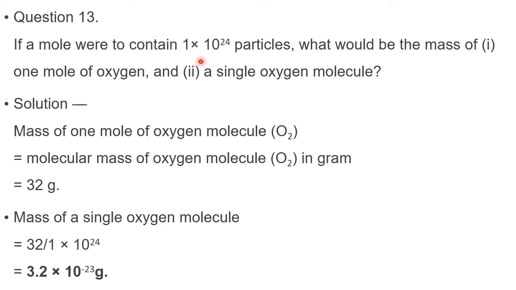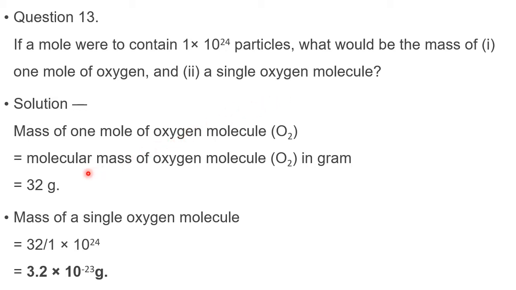Therefore our first question is very easy. Mass of 1 mole of oxygen equals its gram molecular mass. So the mass of 1 mole of oxygen molecule O2, one O16 and the other O16, equals 32 gram. Clear? Second part is the mass of a single oxygen molecule. What is the mass of 1 mole of oxygen? 32 gram.